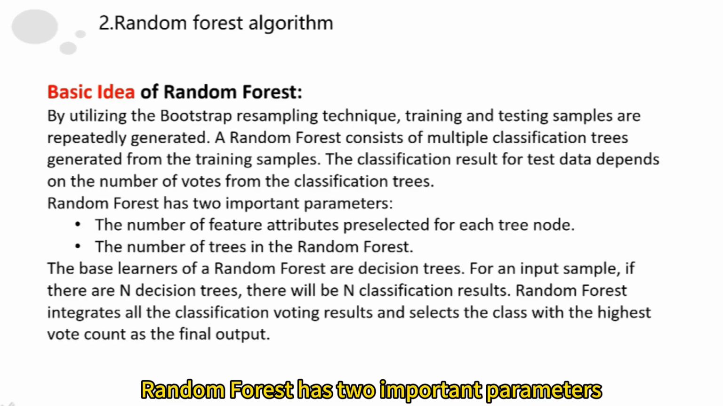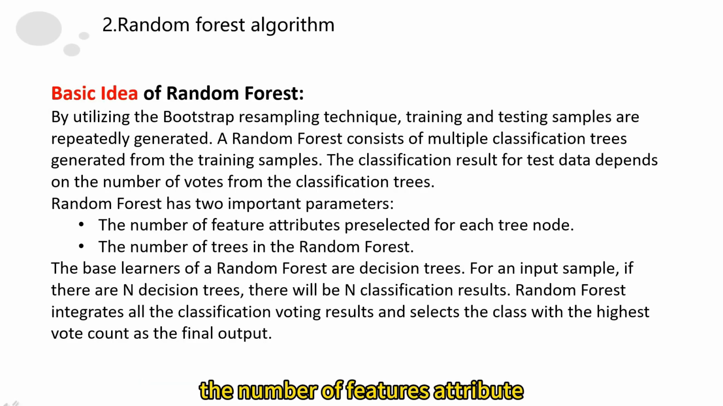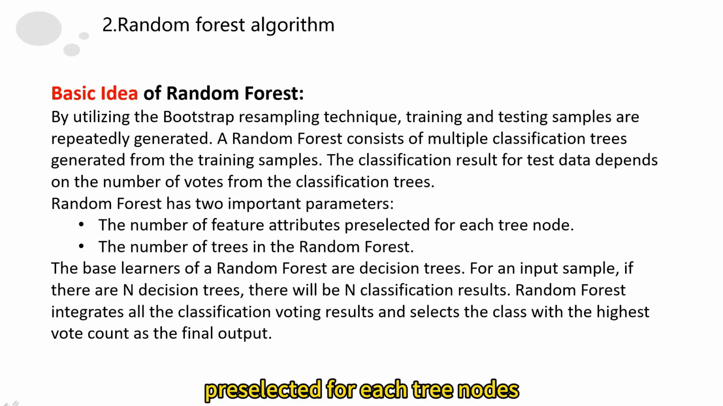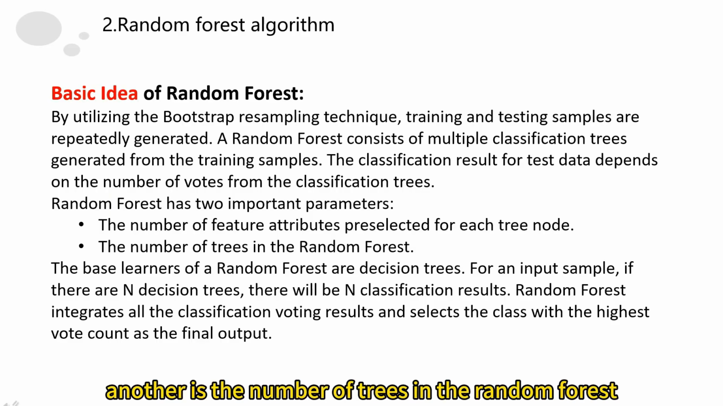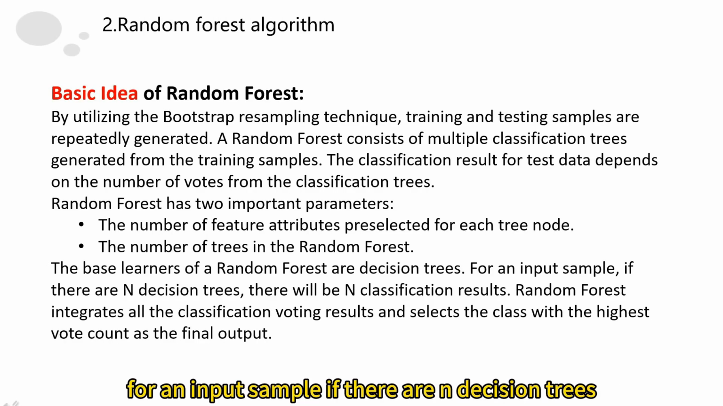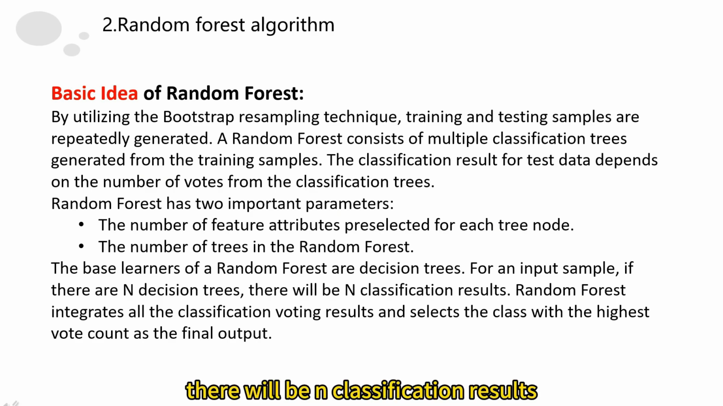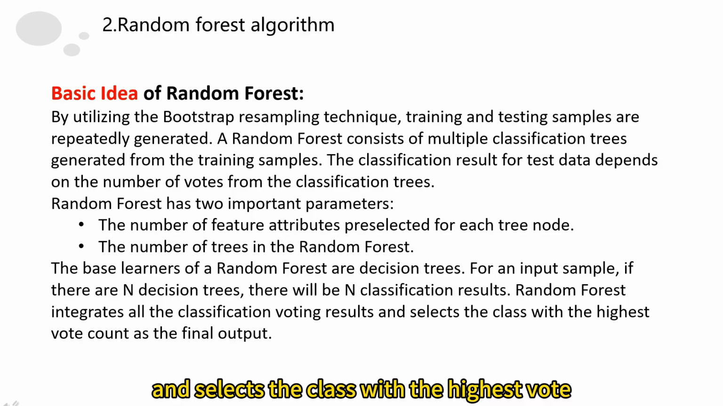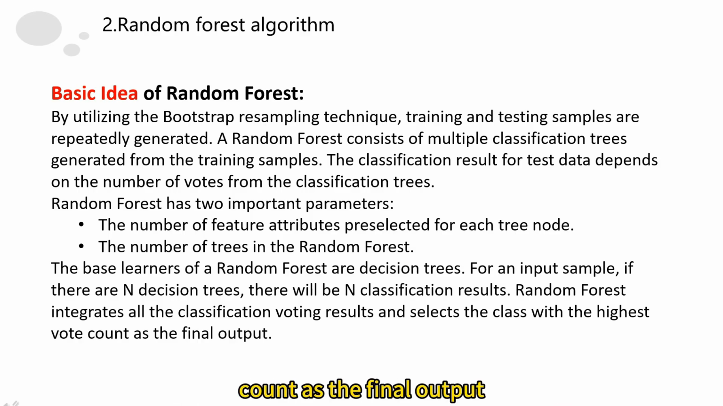Random forest has 2 important parameters. One is the number of feature attributes preselected for each tree node. Another is the number of trees in the random forest. The base learners of a random forest are decision trees. For an input sample, if there are n decision trees, there will be n classification results. Random forest integrates all the classification voting results and selects the class with the highest vote count as the final output.